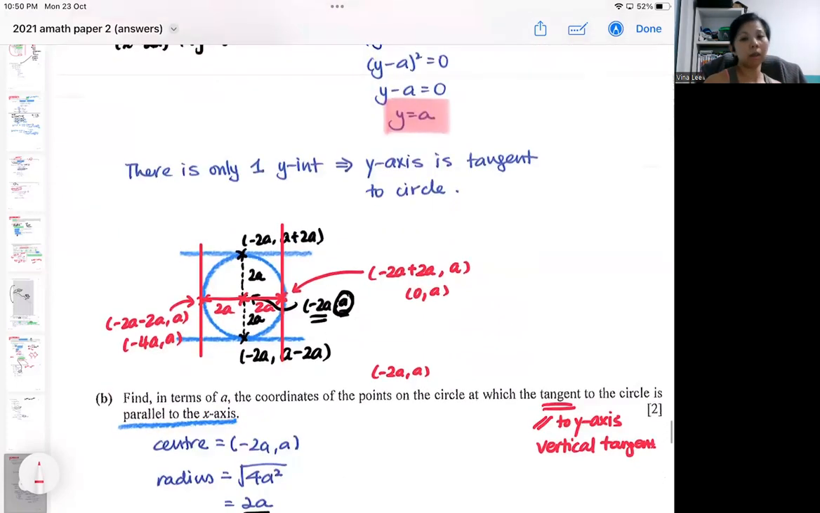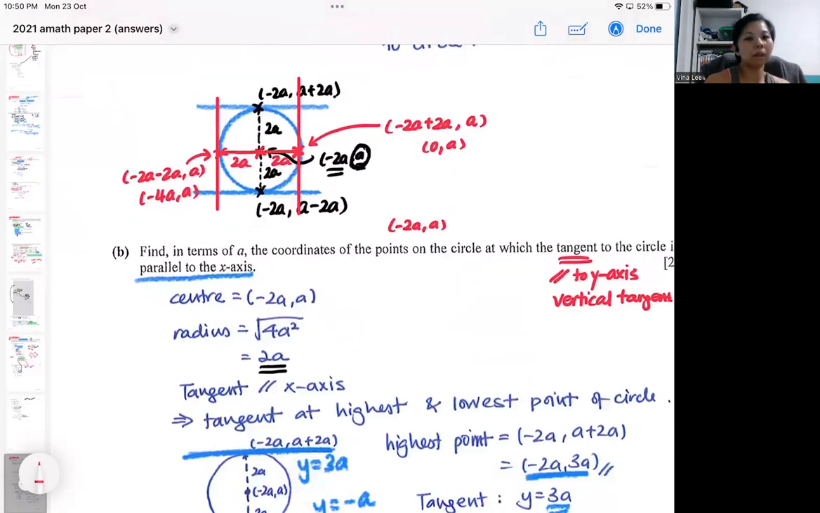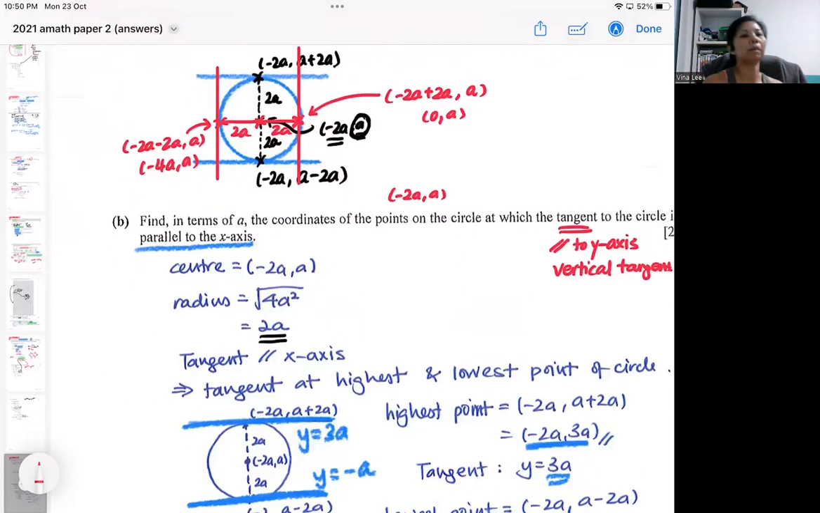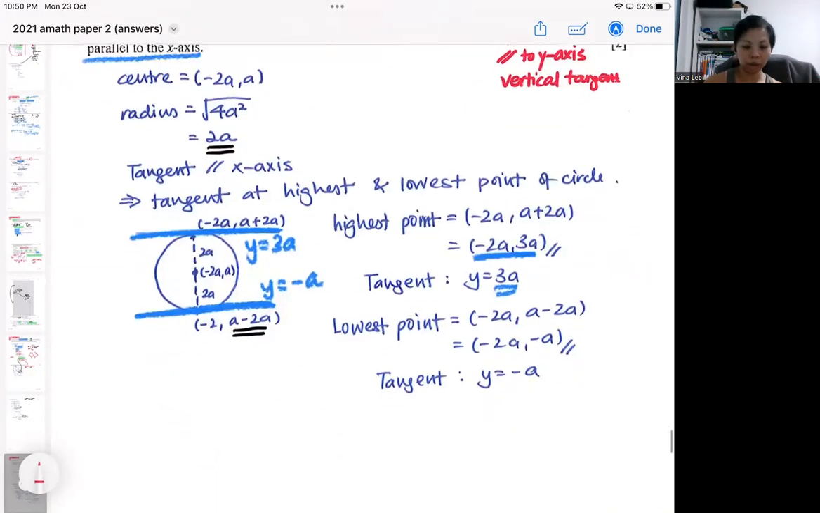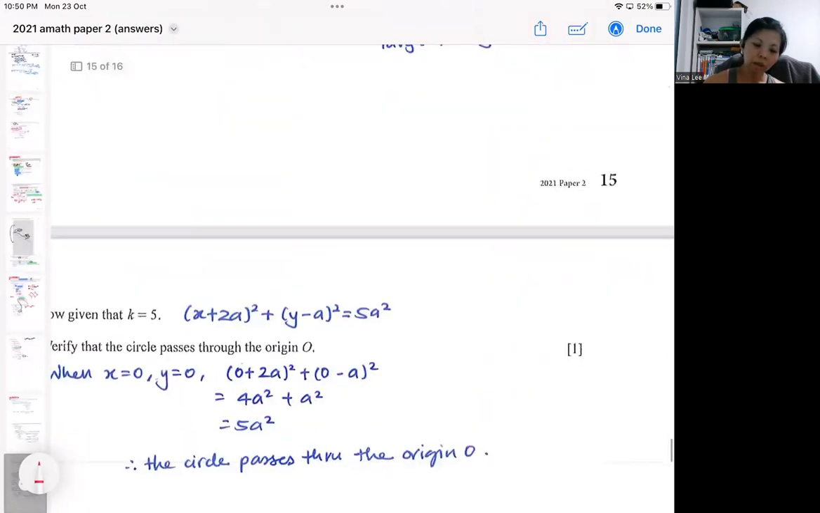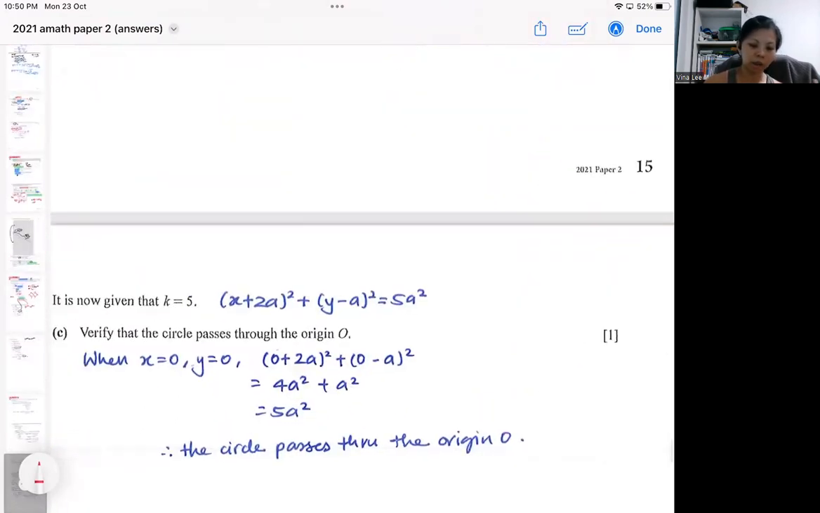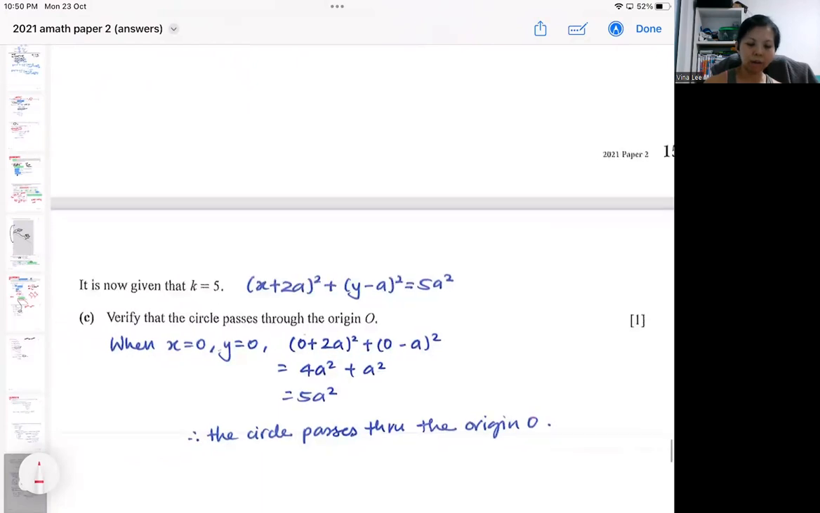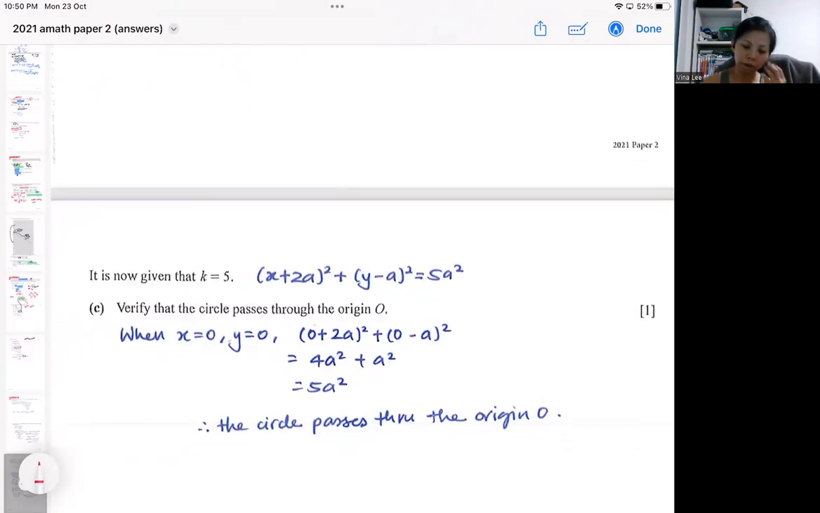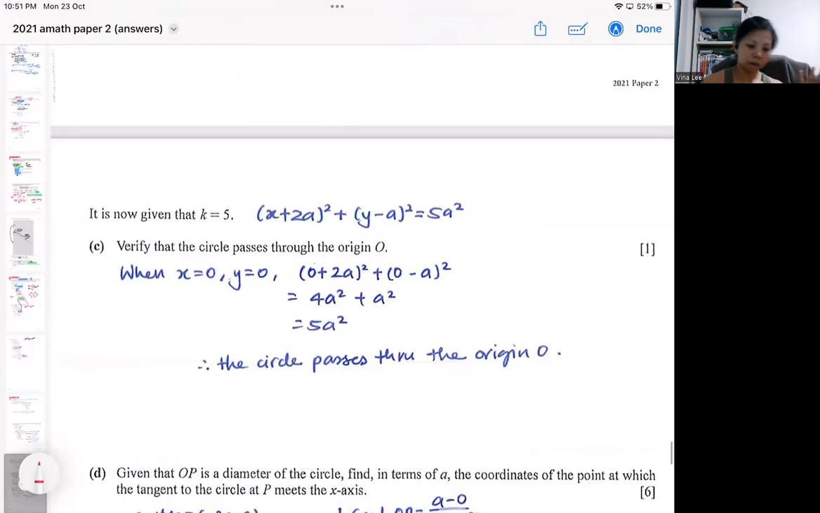Okay, so actually you need some visualization. I think with numbers, it will be easier to visualize, but because this one doesn't come with numbers, it might create some mind blocks for you to visualize it. Okay, then the next part, we are changing k equal to 5. So you got to rewrite the equation. So right now, after k is equal to 5, your job is to verify that it passes through the center, the origin.